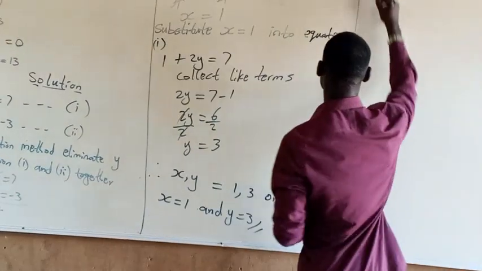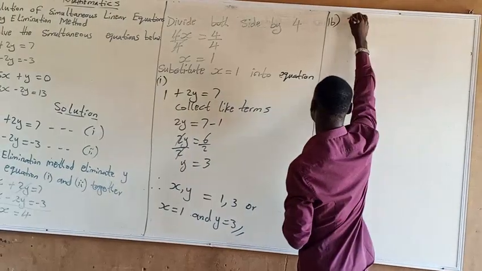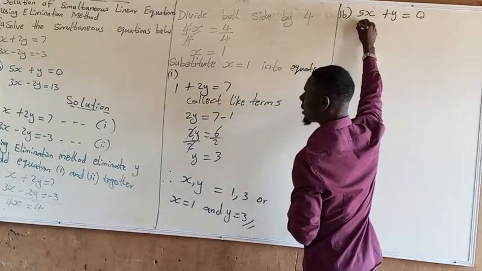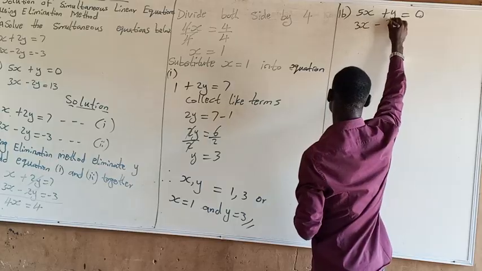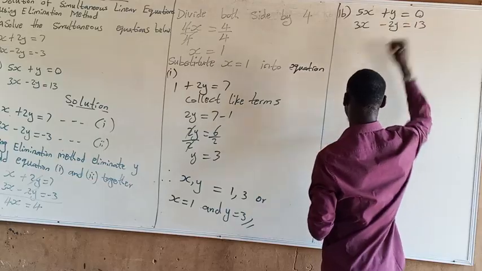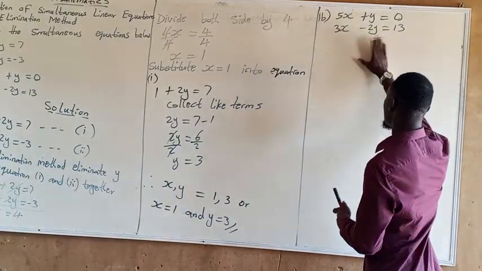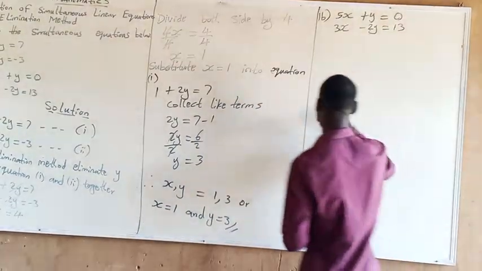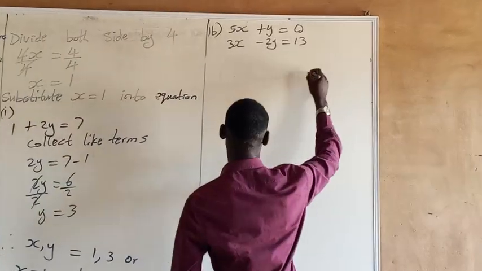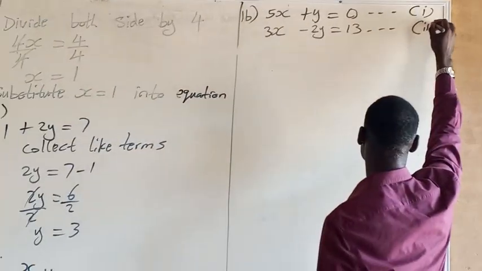Now let's go to 1b. 1b says we have 5x plus y is equal to 0, and we have 3x minus 2y is equals to 13. Wow, this question is different from the other question. Now, in this aspect, we are going to still use the elimination method. Let me write this as equation 1 and this as equation 2.